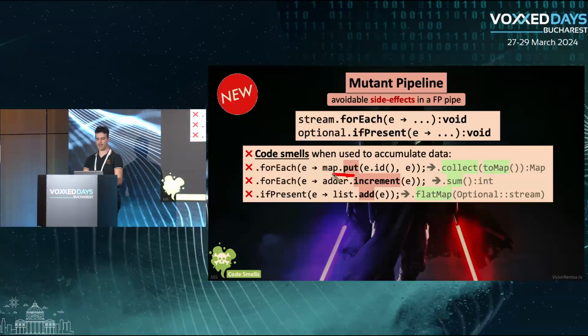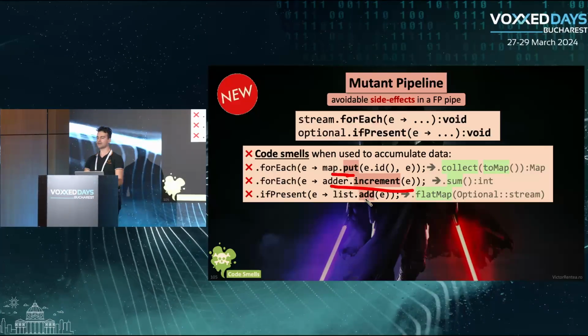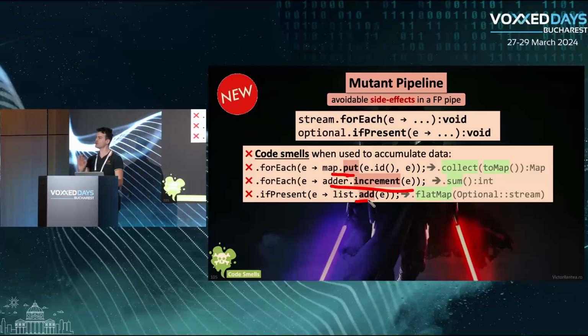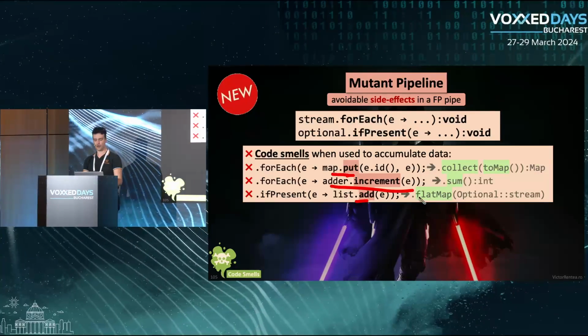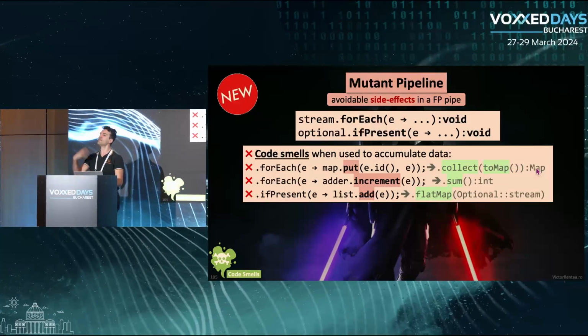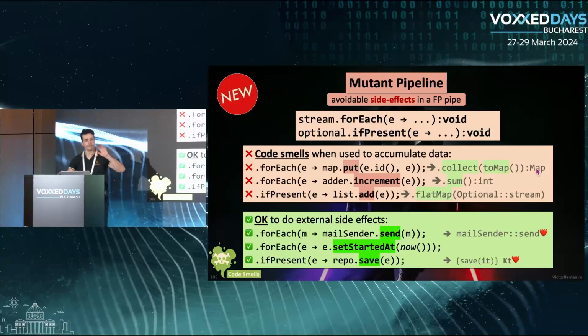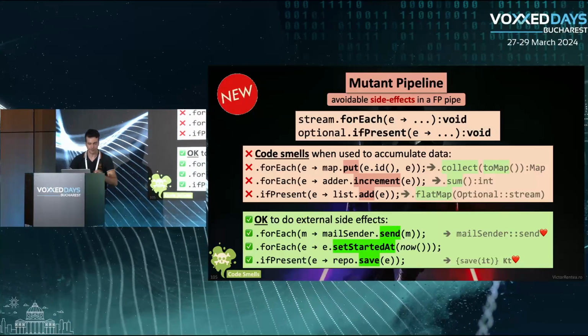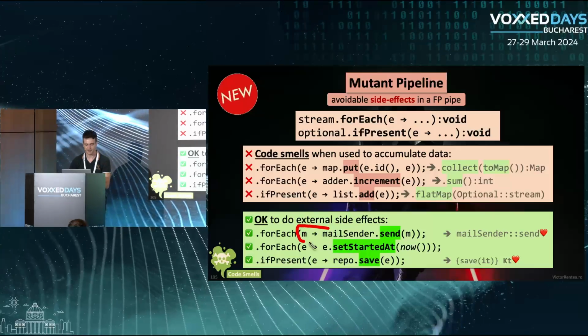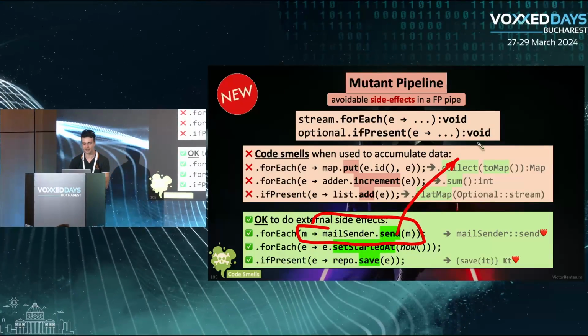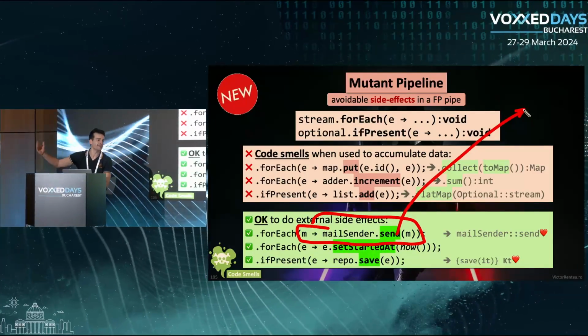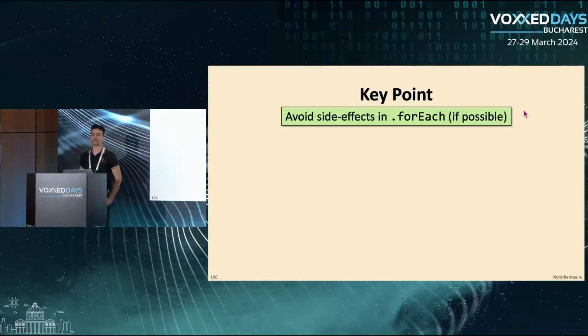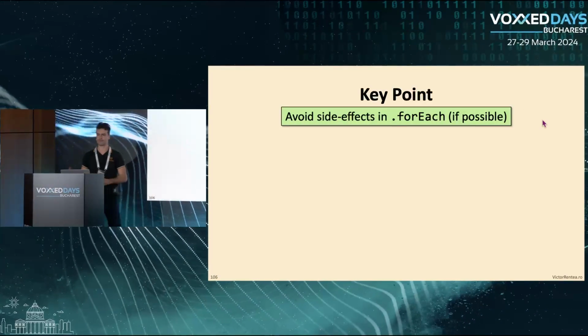So don't start putting in maps, incrementing an atomic integer, right? Or adding. Don't do that. If you can avoid it, do collect, do sum, do something to avoid, right? Quick parenthesis, there are valid reasons why you want to do side effects in here. At the moment you want to reach outside the system. In that case, so be it. But if you can avoid the side effects, don't do side effects in for each.